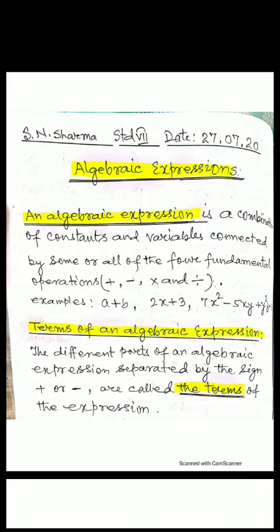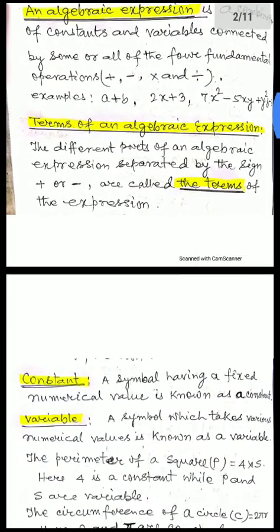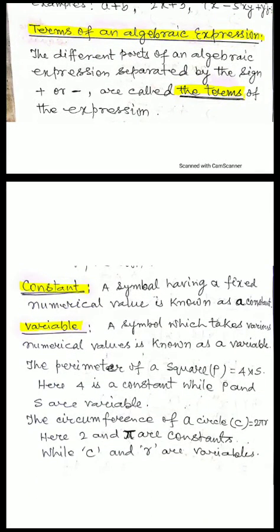Terms of an algebraic expression. The different parts of an algebraic expression separated by the plus or minus sign are called the terms of the expression. Constants. A symbol having a fixed numerical value is known as a constant. Variable. A symbol which takes various numerical values is known as a variable.